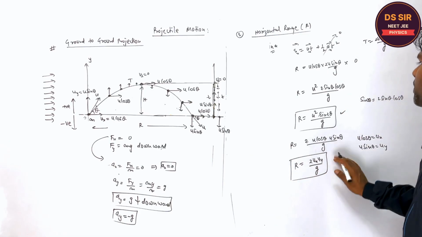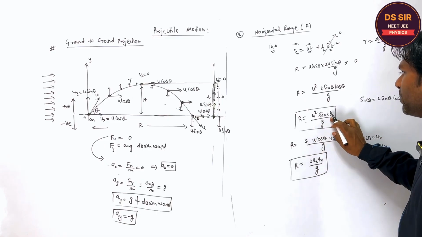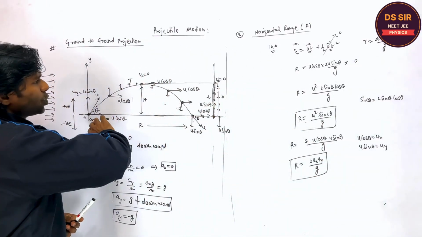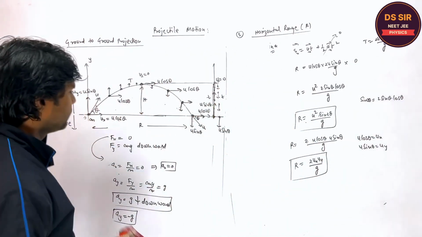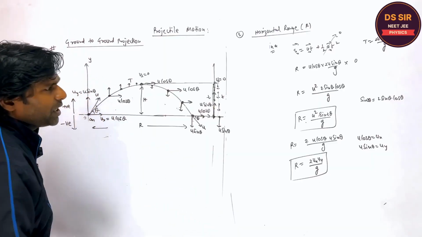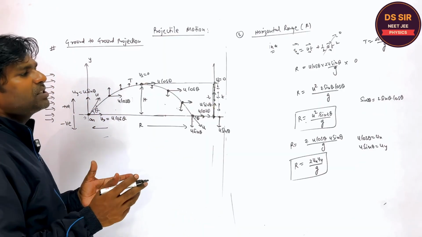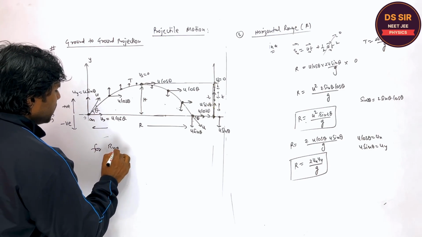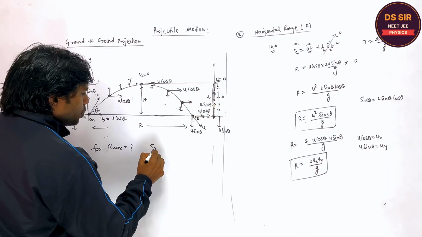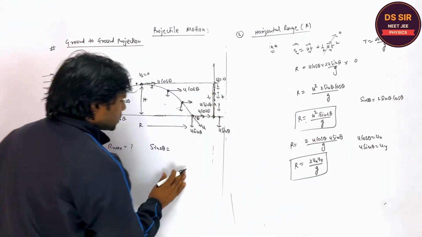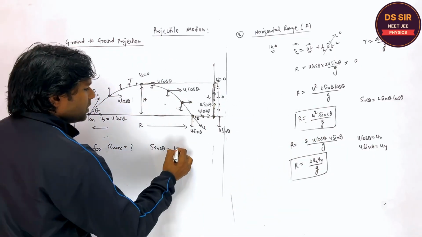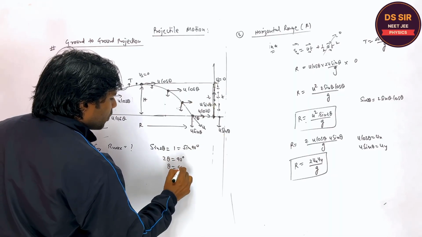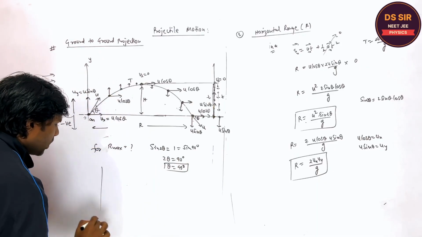Okay, one more thing. If this is the range, it depends upon theta, right? So what is the angle of projection so that the range is maximum? How would you find it? Tell me. For maximum range, sin 2 theta must be 1 because its maximum value is 1, and it is sin 90 degree. So 2 theta must be 90 degree. So theta must be equal to what? 45 degree.